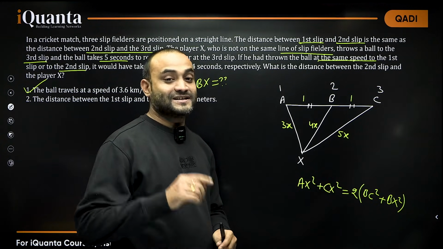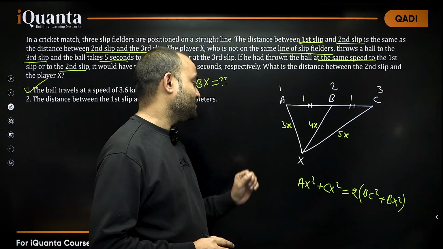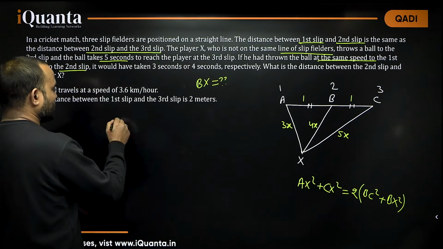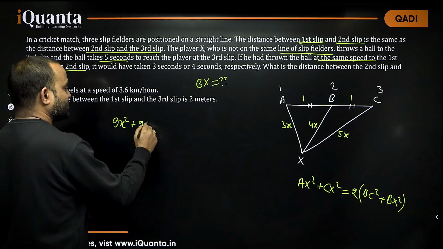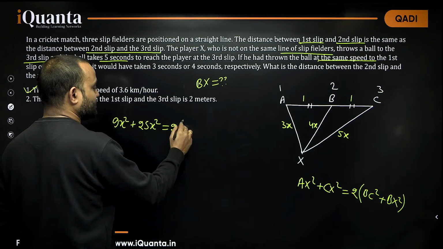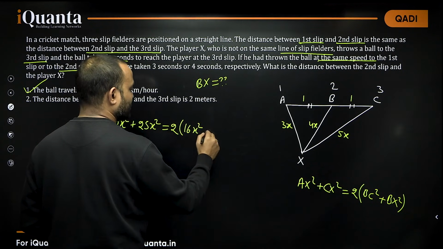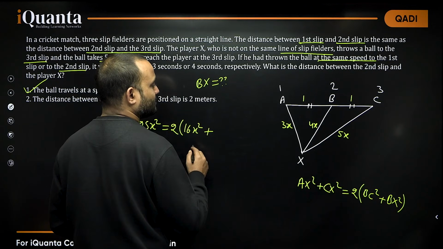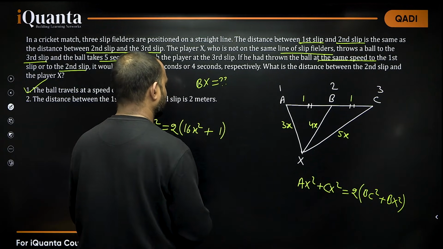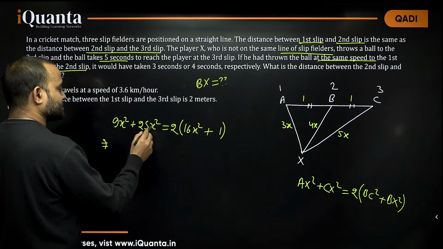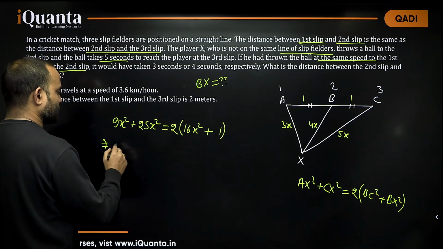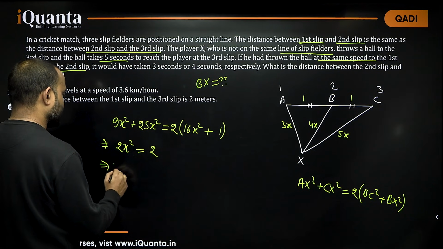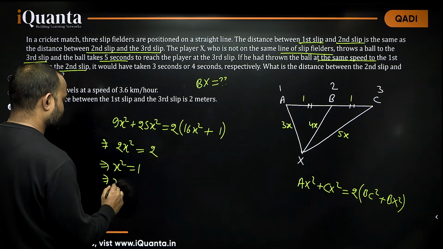But there is one problem. What is that problem? That we will understand when we try to solve it. So what will happen? (3x) square is 9x square plus 25x square is 2 times 16x square plus this is 1, right? This is 1. So now what will happen? This is 32 and this is 34. So 2x square is equal to 2, or x square is equal to 1, or x is equal to 1.